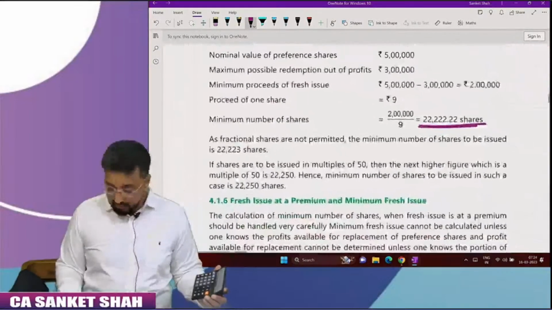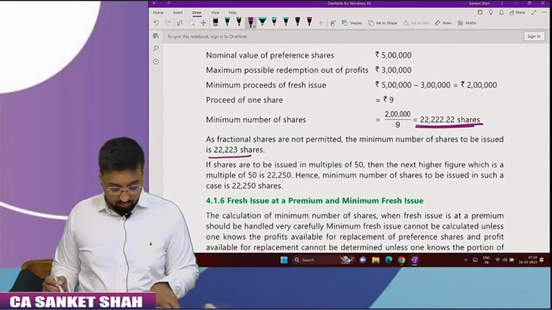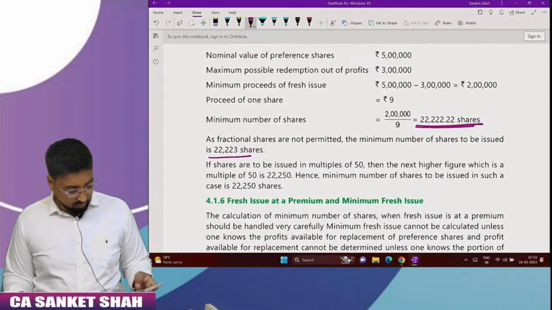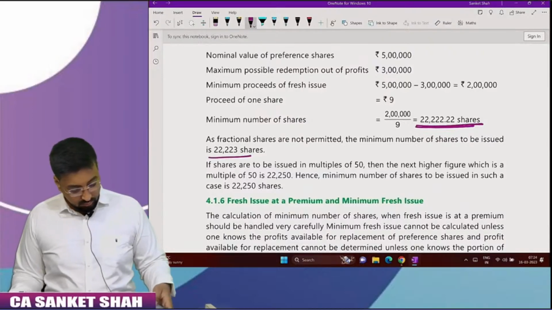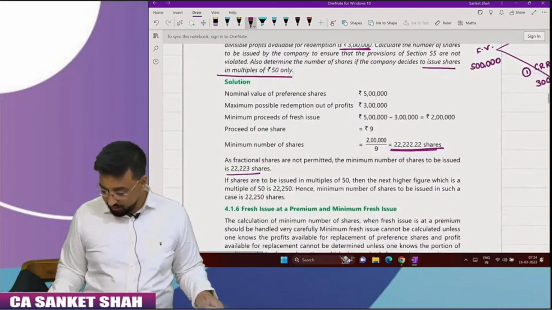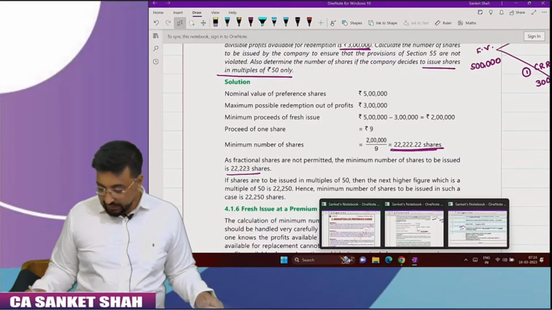Easy है. चलो. It's simple. So this question is also carrying, beta, which category? C category.